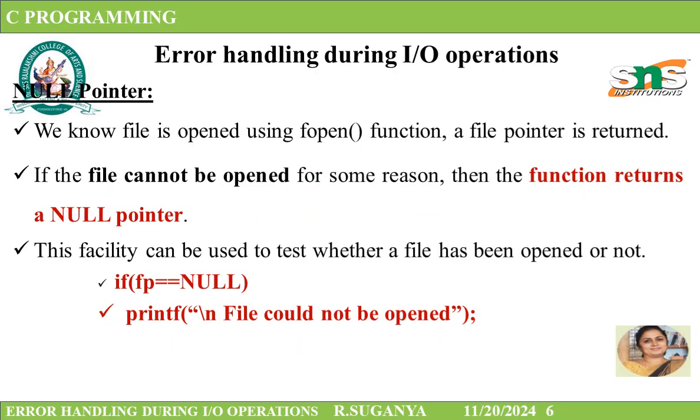Now, the null pointer. We know a file is opened using the fopen function. A file pointer is returned, and if the file cannot be opened for some reason, then the function returns a null pointer. This facility can be used to test whether a file has been opened or not. If the file pointer is equal to null, then the file could not be opened.